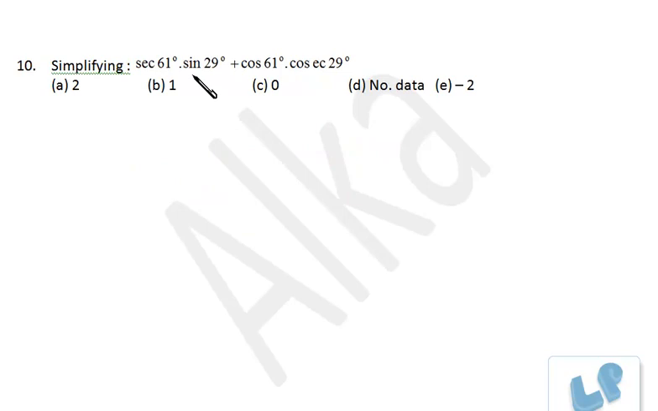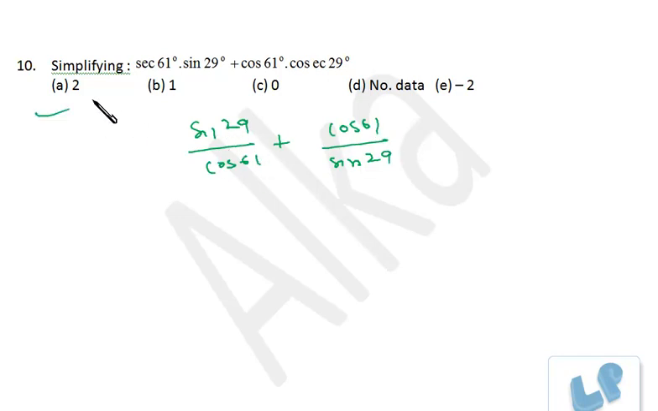Now this one, very simple. Sin 29, it is sec 61. So sec 61 is actually 1 upon cos 61. So this is sin 29 by cos 61 plus cos 61 by sin 29. Now 29 and 61, the sum is 90. That means cos 61 is nothing but sin 29. So sin 29 by sin 29 is 1. Similarly, the other term is also 1. So 1 plus 1 is 2, as simple as that.